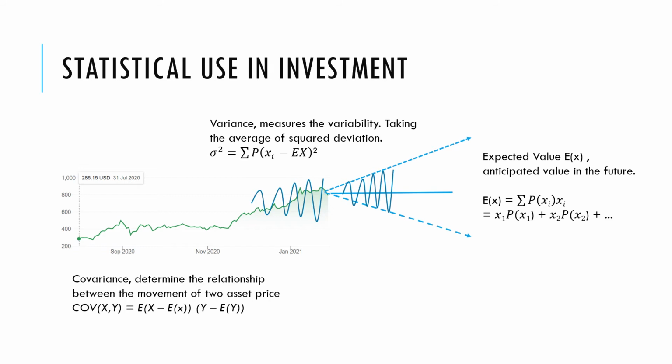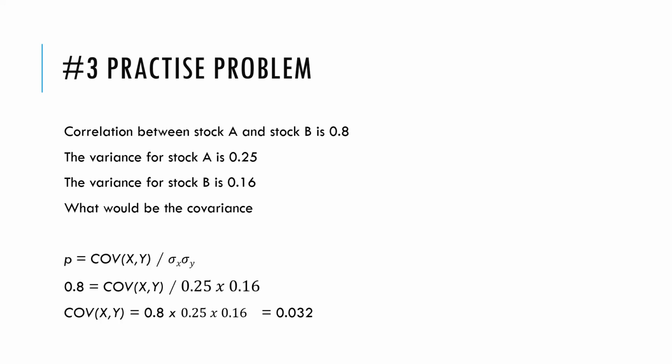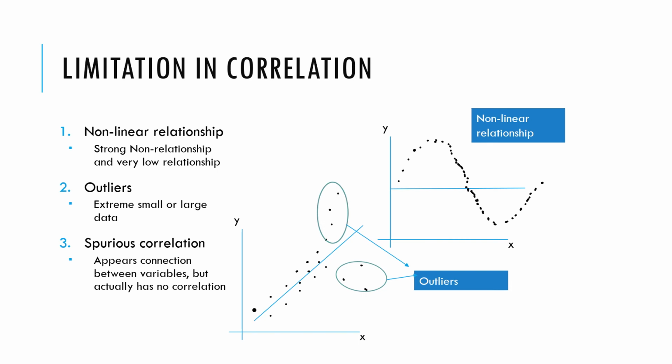Correlation measures the statistical relationship between the individual markets. Covariance explains the relationship, with a positive value explaining co-movement, and a negative value explaining inverse movement. This slide uses a graphical illustration of zero correlation, positive correlation and negative correlation. The calculation of correlation could be affected by nonlinear relationships, outliers, and spurious correlation.